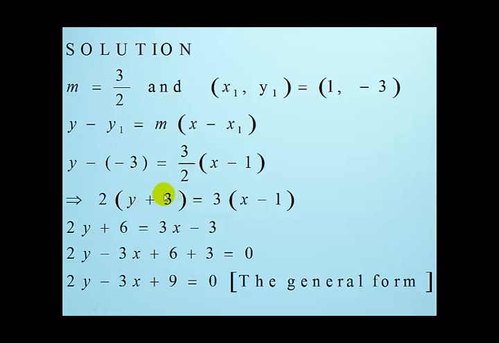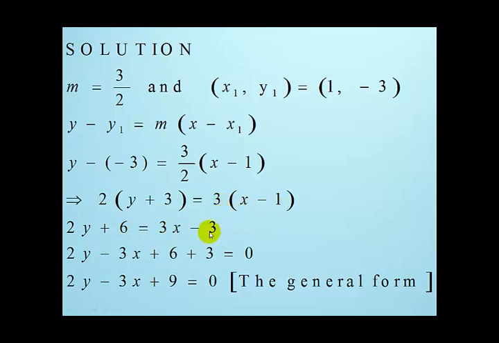Now multiplying through by 2, we multiply the left hand side by 2. That is why we have 2 before the bracket. So we have 2 times y plus 3, and this is equal to, when we multiply the right hand side by 2, the denominator 2 is cancelled. So we are left with 3 into bracket x minus 1. Now let's expand the bracket. We have 2 times y, which is 2y, plus 2 times 3 is 6. This is equal to 3 times x is 3x, and 3 times minus 1 is minus 3.